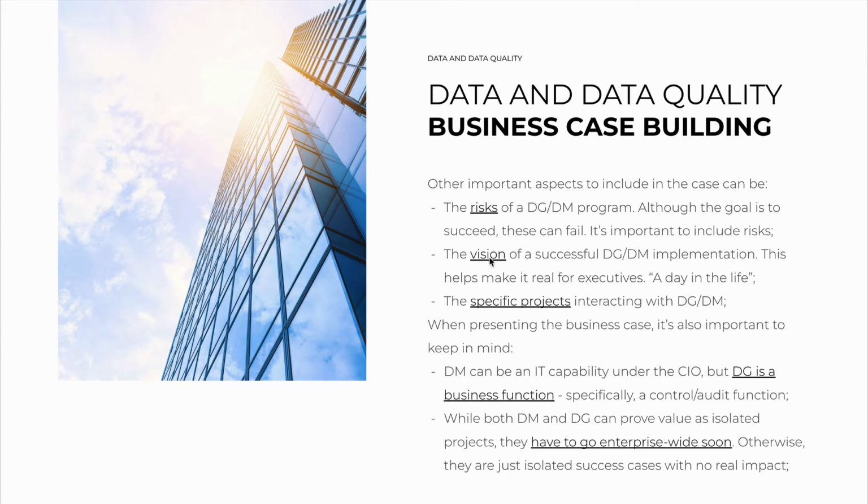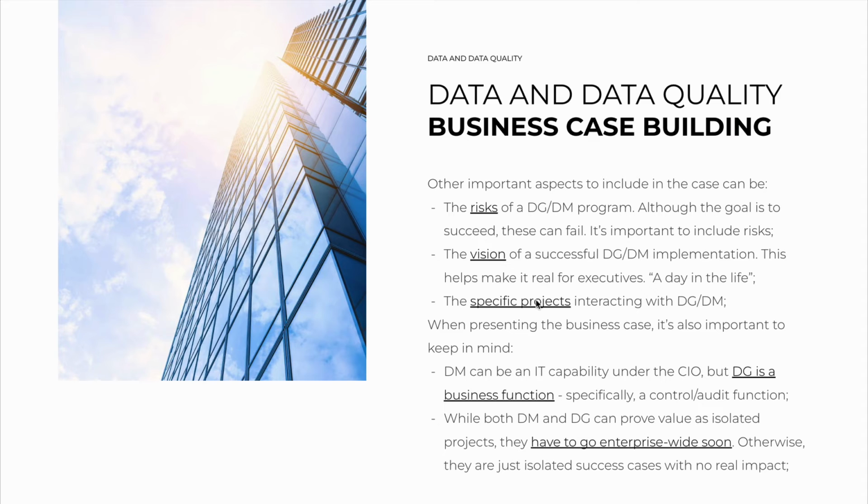Then, what is the vision of a successful DG or DM implementation? This helps make it real for executives. How is a day in the life when all of this works? An executive may review reports of data issues, a data steward may perform audits and refine metadata, data managers may do some profiling and send remediation proposals for authorization, or they may actually execute some, which were already authorized, and so on. So what would occur in a day of work?